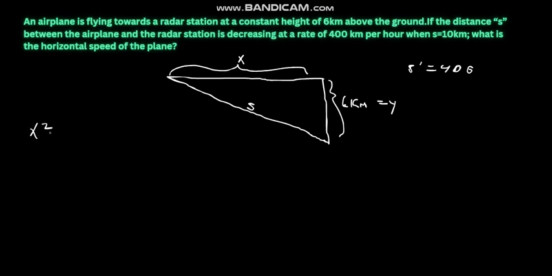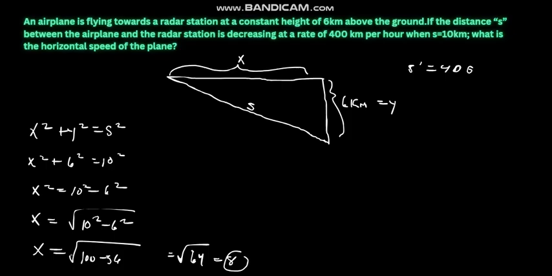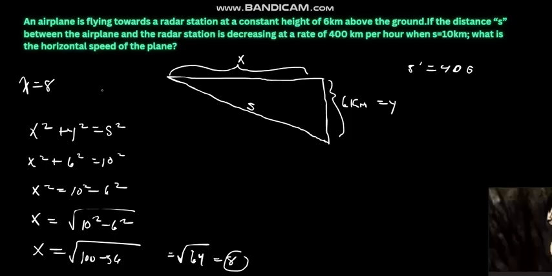We're going to say that we have x squared plus y squared is equal to s squared. And then we are going to put in 6 here, and 10 here. So x squared is equal to 10 squared minus 6 squared. That makes x equal to the square root of 10 squared minus 6 squared, so x is the square root of 100 minus 36, which is the square root of 64, which is just 8. So we know now that x is equal to 8.